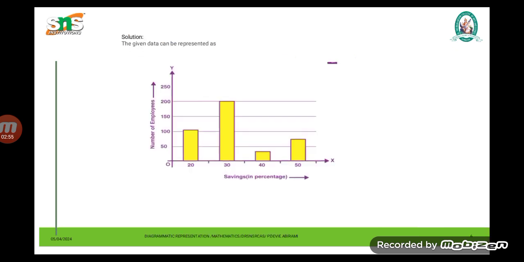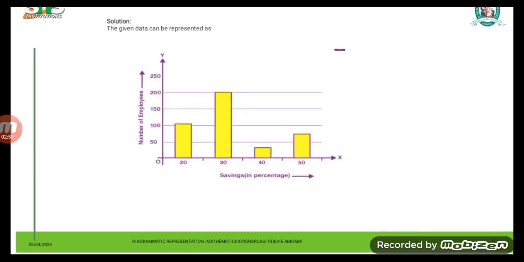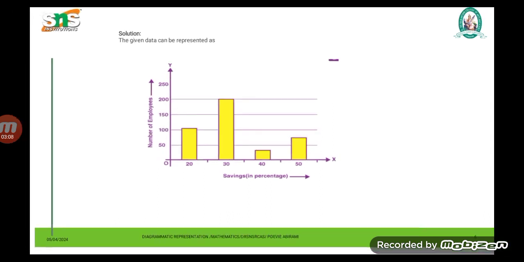So my bar graph is represented through x and y axis. In the x axis I mentioned the savings of an employee, and in the y axis I mentioned the number of employees. While plotting, my first 20 rupees saving is near to 100, so I plotted it as 100. Second one, 30 rupees, is nearly 200, so I touched the line at 200. Similarly, we can draw many more data.